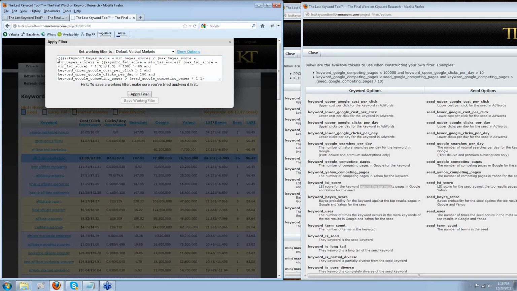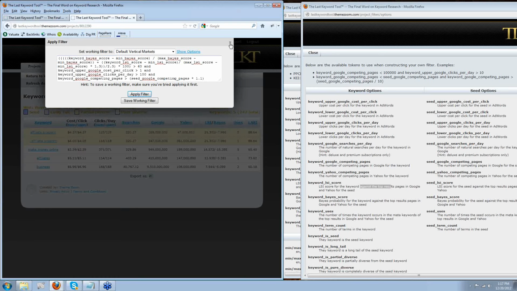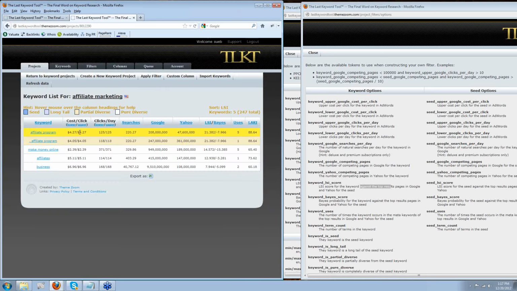Okay, so this, as you can recognize, Larry, at this juncture, we're making sure that the concept's actually germane, and then we're looking at cost greater than $1 and clicks per day greater than 100, and Google competing pages are greater than the seed term times 1.1, so 10% greater than the seed term. So let me apply the filter. You're not going to get to see the seed term when this happens, so we'll come back to the seed term here in a second.